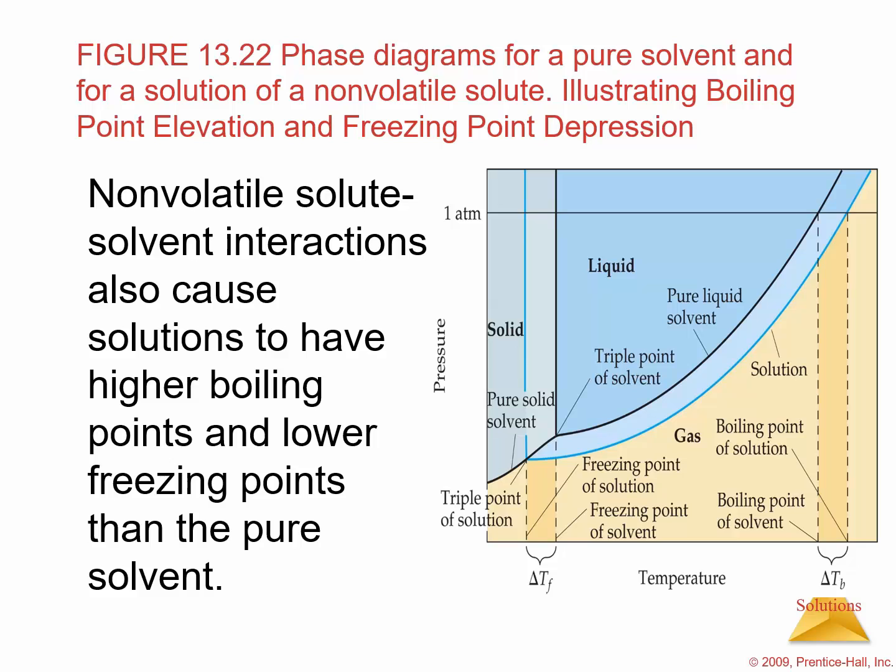Recall that the normal boiling point of a liquid is the temperature at which its vapor pressure equals 1 atmosphere. So, at the normal boiling point of the pure liquid, the vapor pressure of the solution will be less than 1 atmosphere. Therefore, a higher temperature is required to attain a vapor pressure of 1 atmosphere. Thus, the boiling point of the solution is higher than that of the pure liquid, as you can see here. The increase in boiling point relative to that of the pure solvent, delta Tb, is a positive quantity, and we will talk about it later.